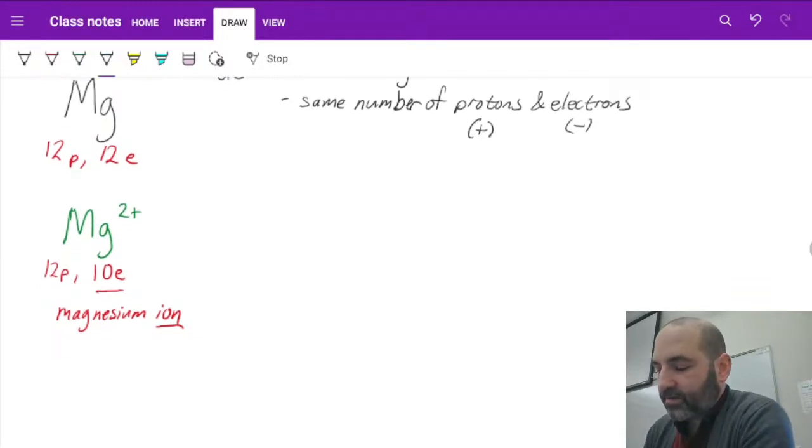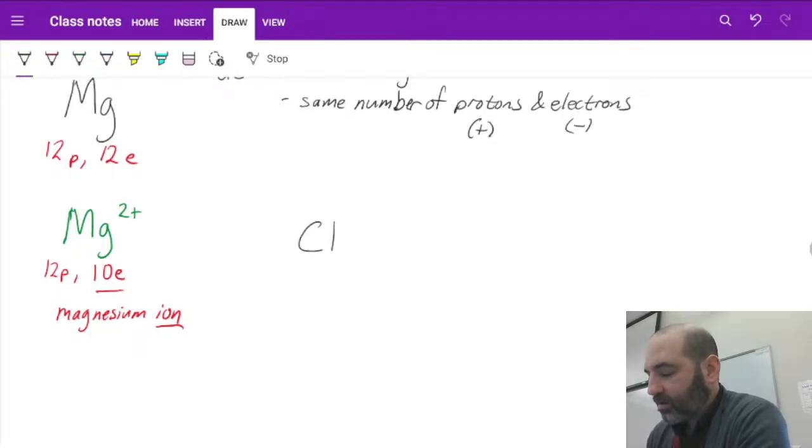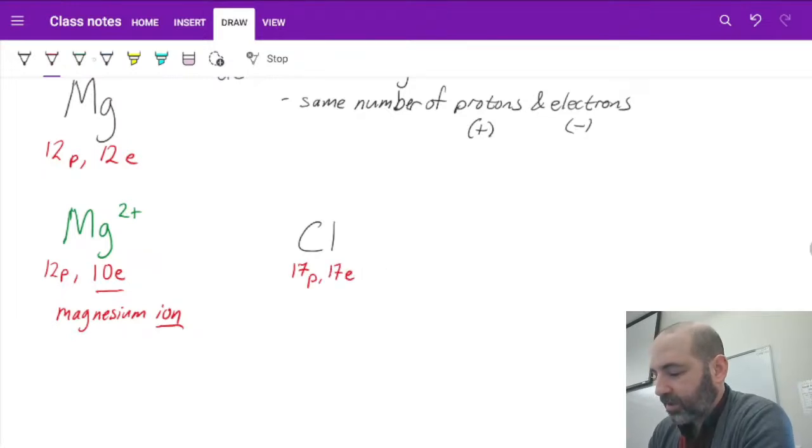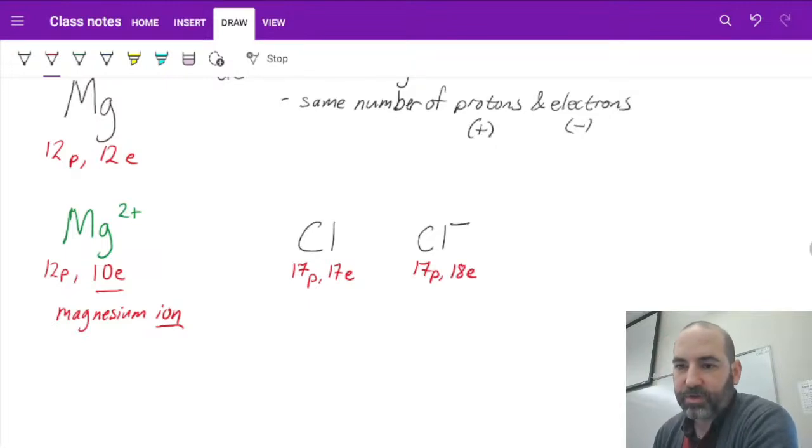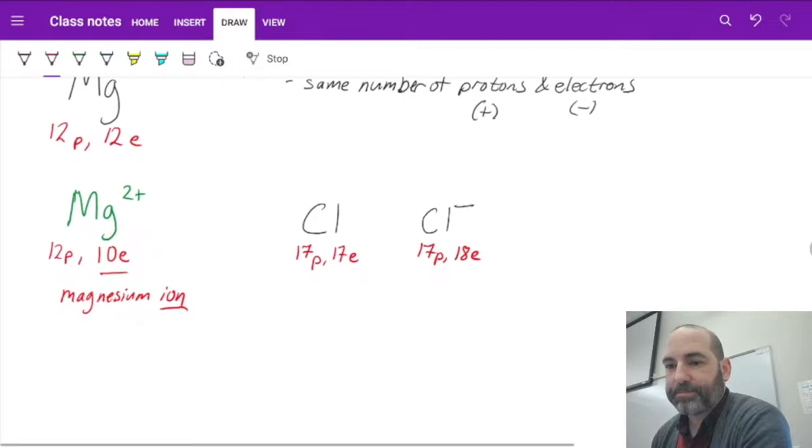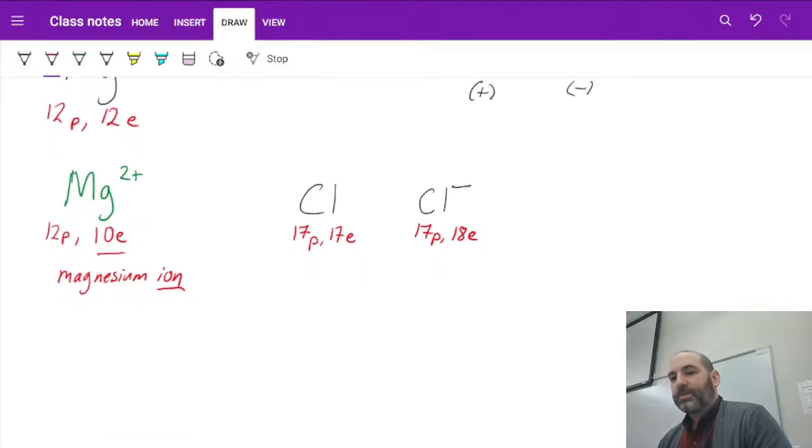We can also have negative charges, so we can have things like a chlorine atom, which would have 17 protons and 17 electrons. And then chlorine actually makes a -1 ion, which is 17 protons and 18 electrons. So we've got an extra electron there. All right, so we can have positive ions and negative ions.